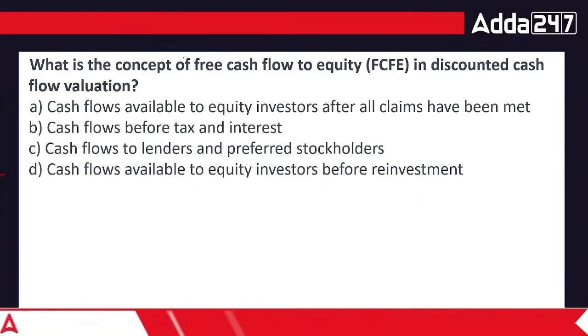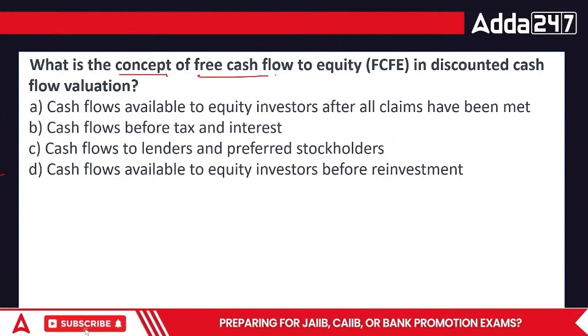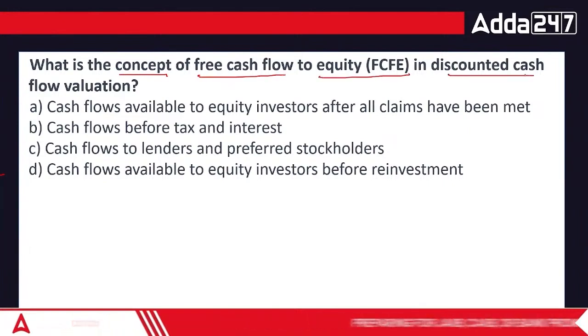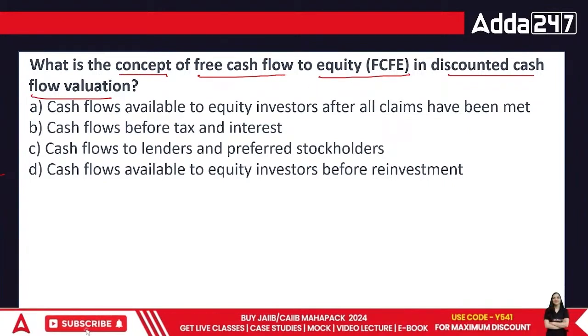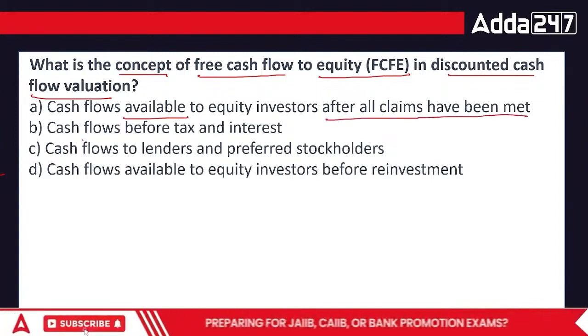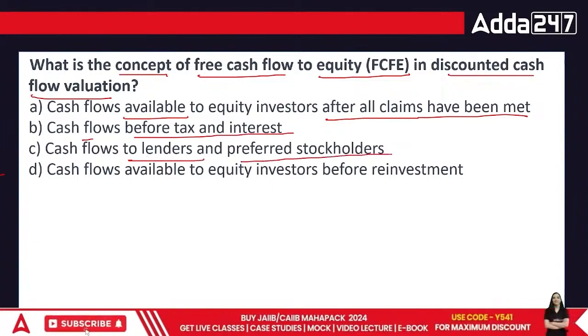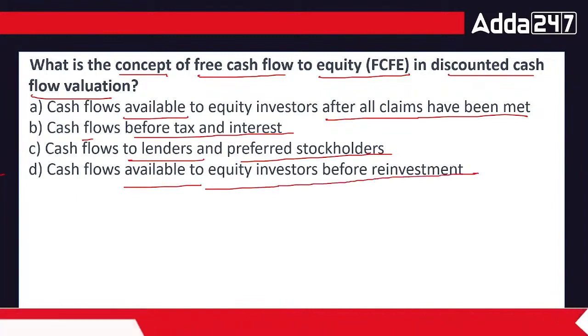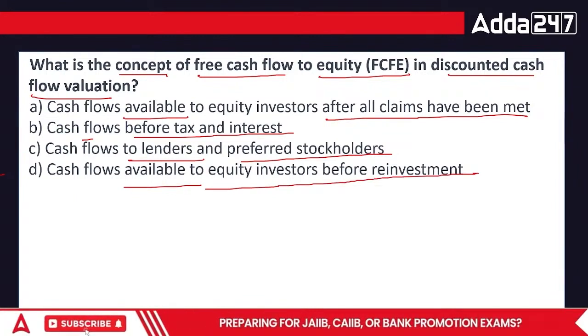What is the concept of free cash flow to equity in discounted cash flow valuation? Cash flow available to equity investors after all claims have been met, cash flow before tax and interest, cash flows to lenders and preferred stockholders, cash flows available to equity investors before reinvestment. What's going to be the answer?